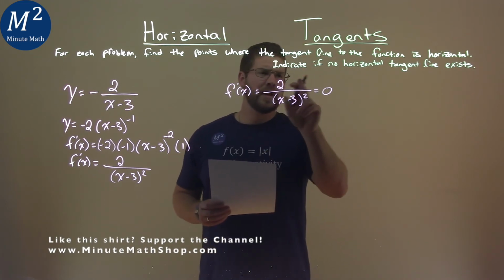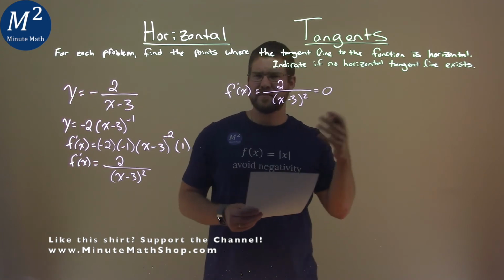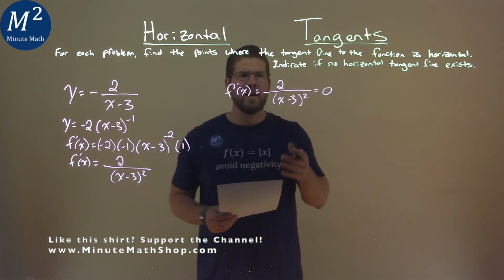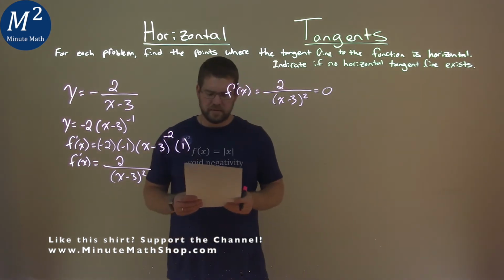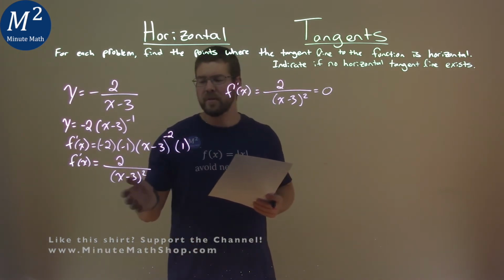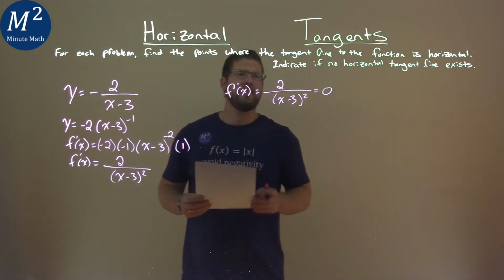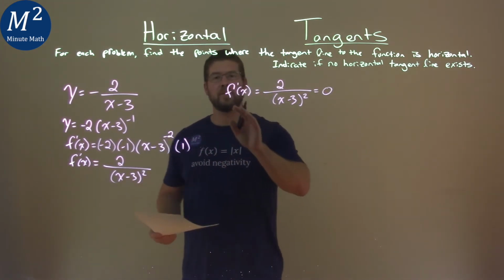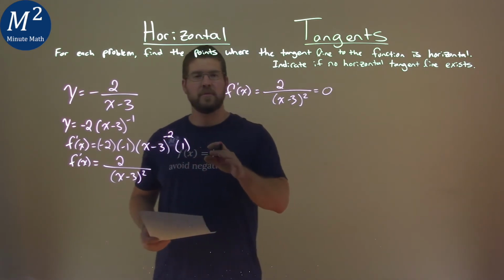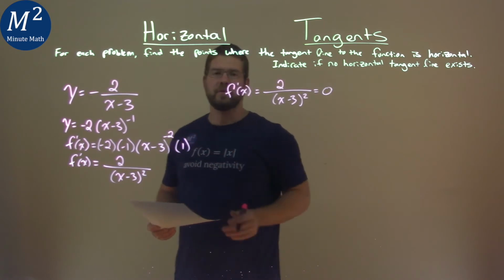The numerator, we actually can't say the numerator equals 0 because there's no variable. It's just 2 equals 0. It doesn't compute there. And so what does this tell us? Well, this tells us that our derivative will never equal 0. And what that tells us is that the slope of the tangent line is never equal to 0, meaning our tangent line is never horizontal of our original function.